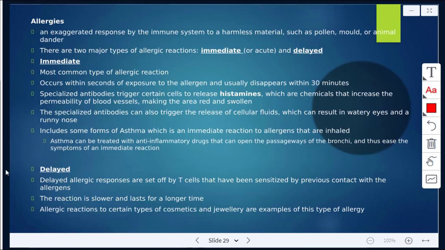And then the delayed type of allergic reaction, these are allergic responses that are set off by T cells that have been sensitized by previous contact with the allergens. It's a reaction that's slower and it lasts for a longer time. An example of this is having allergic reactions to some cosmetics and jewelry.